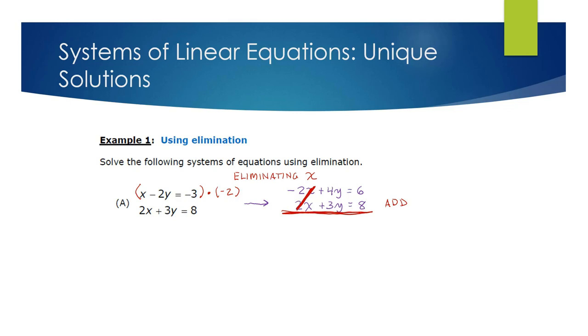But anyway, if I add the rest of it, I get 7y on the left-hand side equaling 14. I would divide both sides by 7, and y would equal 2.